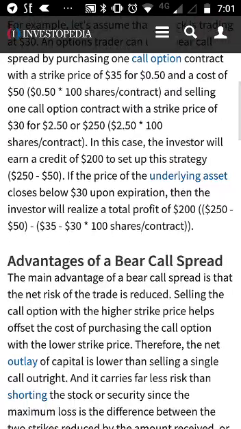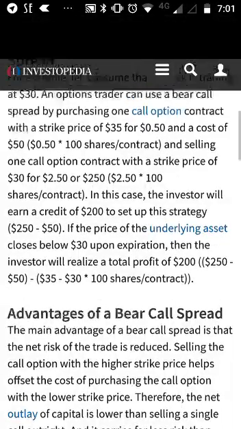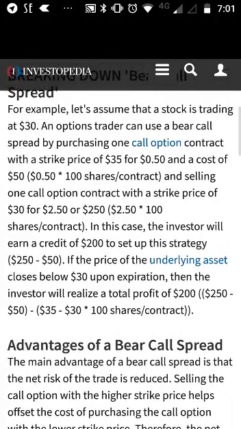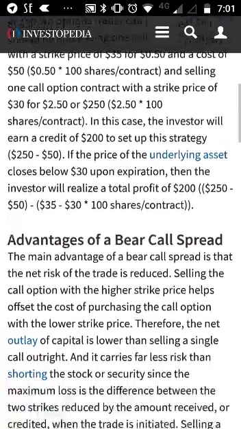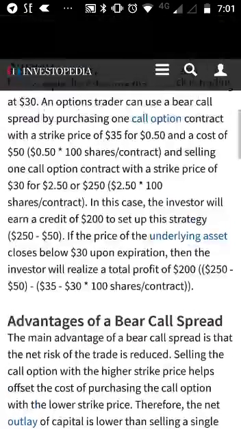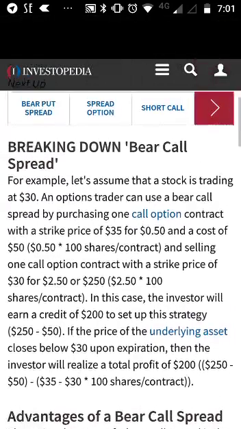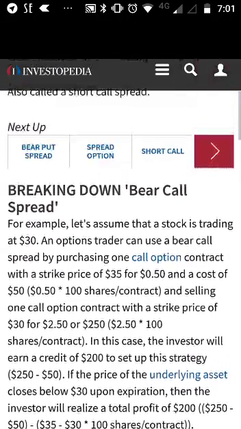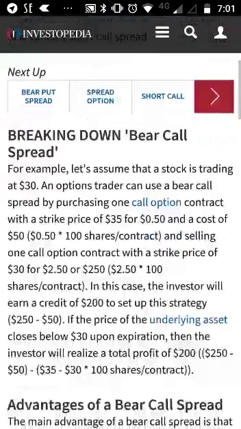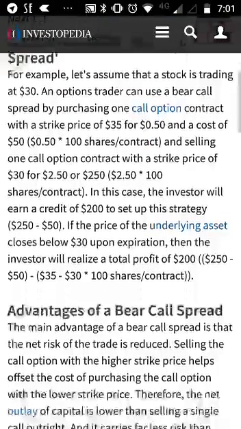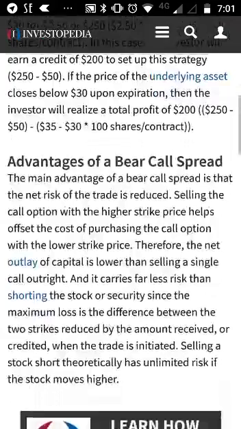That's the maximum. For example, Nifty is trading at 10,800, and you're expecting a downside move. Let me go through the construction. An options trader can use a bear call spread by selling the 10,800 call and buying the 10,850 or 10,900 call just for protection.